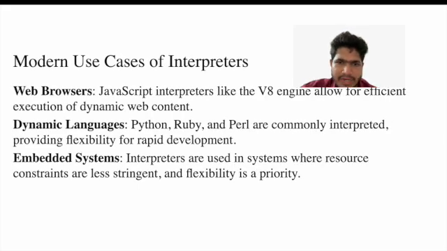Modern use cases of interpreters. Web browsers: JavaScript interpreters like the V8 engine allow for efficient execution of dynamic web content. Dynamic languages: Python, Ruby, and Perl are commonly interpreted, providing flexibility for rapid development. Embedded systems: interpreters are used in systems where resource constraints are less stringent and flexibility is a priority.